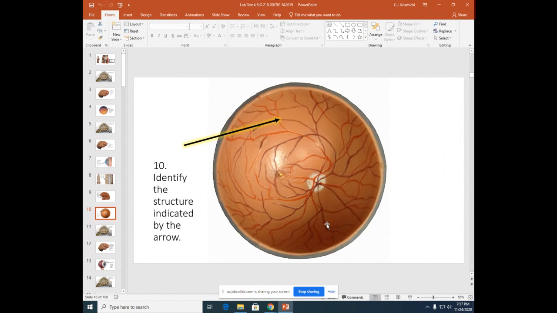What do you guys say here? Retina. Yeah, the retina. Okay. Specifically, what we're seeing is the ganglion cell layer. Remember this ganglion cell layer? That's the cell layer that is going to be seen as light passes through. And then behind that is going to be the bipolar cell layer. And then behind that is the photoreceptor cell layer. And then we have the pigmented layer.